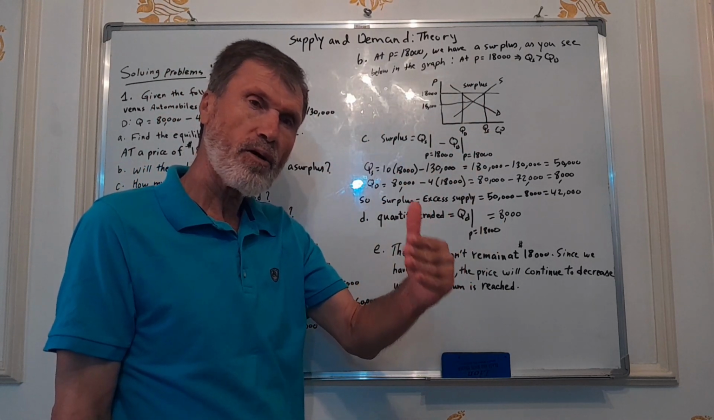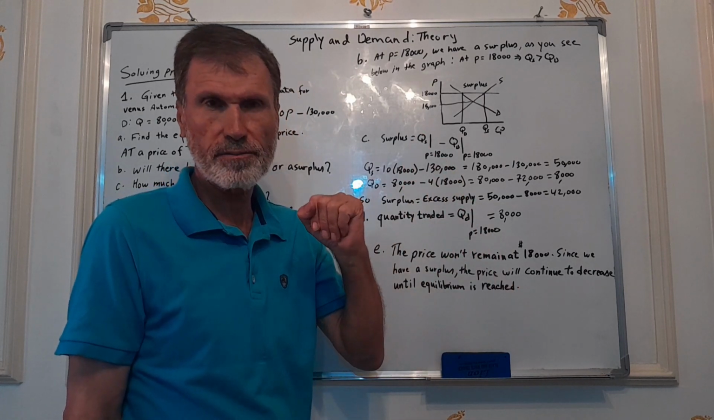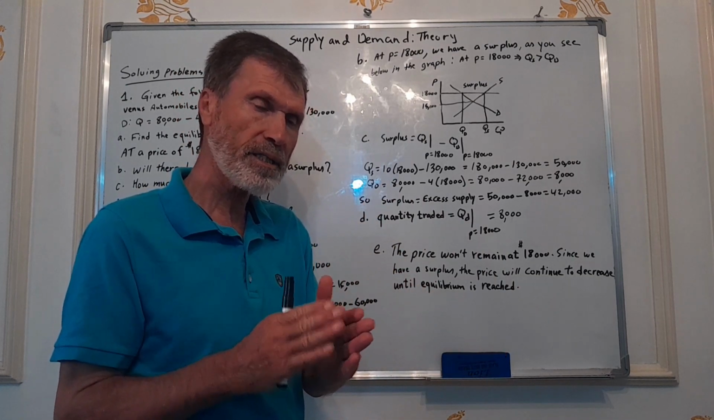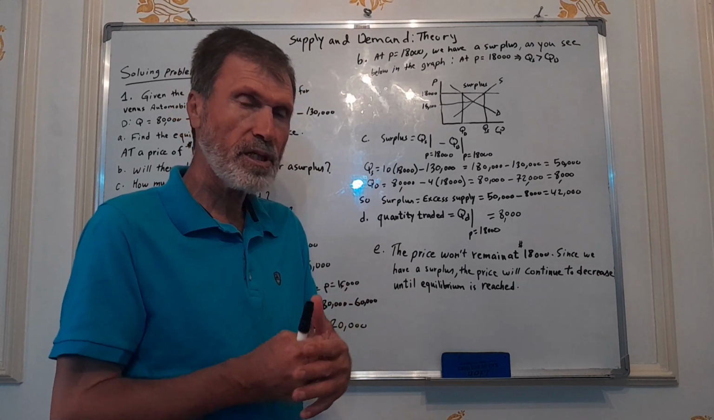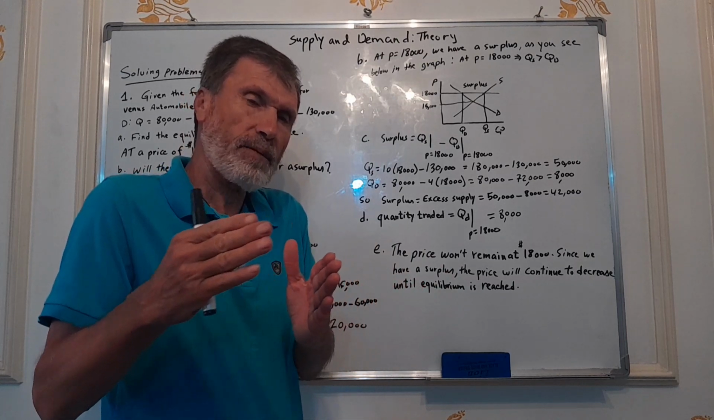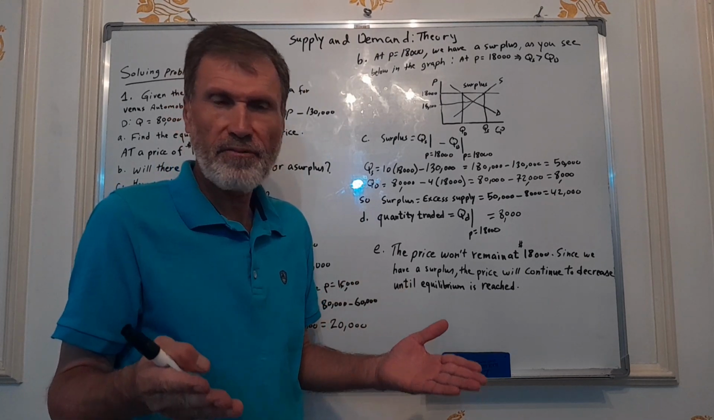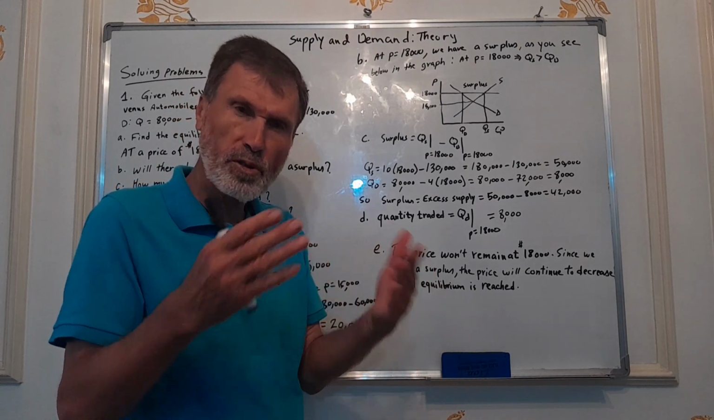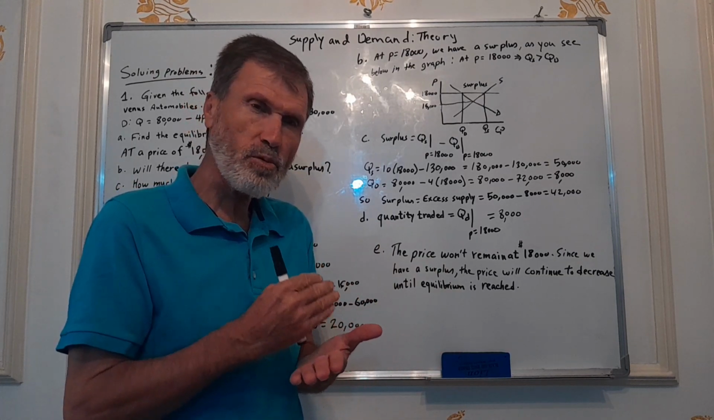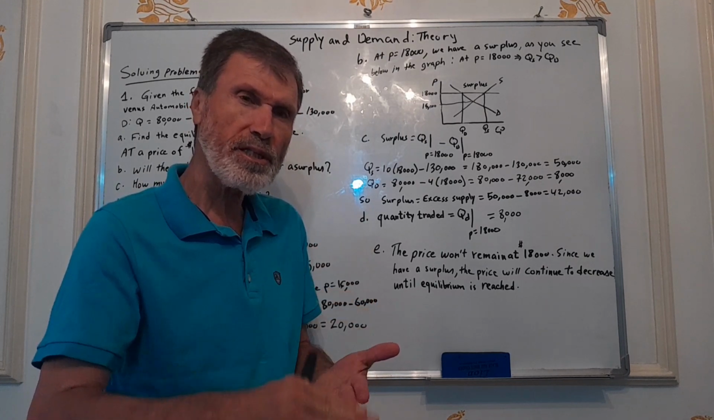Therefore, the market is in a disequilibrium situation. When the market is in a surplus or a shortage, then the market is not in equilibrium. Because the market is in a surplus, we have excess supply. Then to get rid of that excess supply, the firms or the suppliers or the producers should reduce the price. So once we have the surplus, the price should decrease.